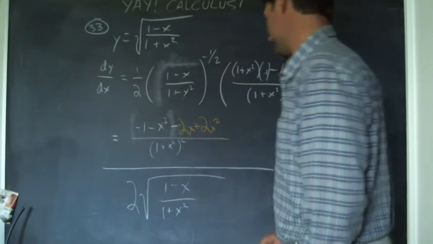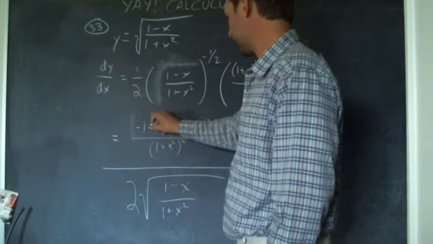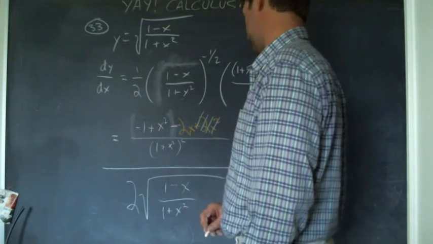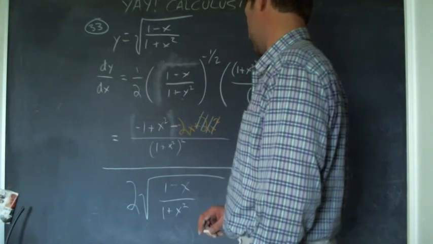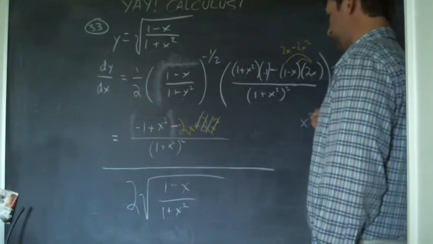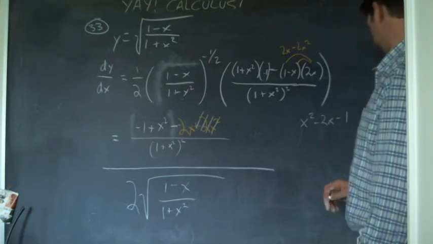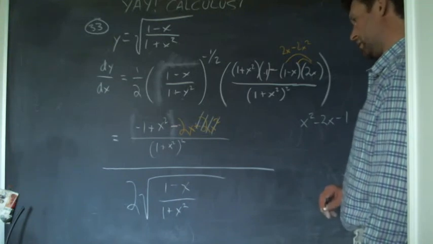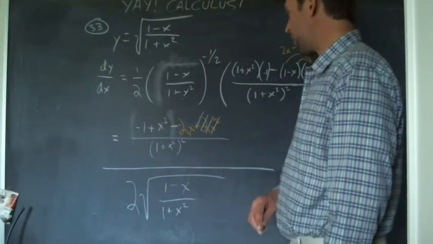Alright, can we clean this up any? Negative x squared and 2x squared just goes to positive x squared, so x squared minus 2x minus 1. Nothing leaps to mind as factors of that. Certainly not 1 plus x squared anyway. I think this is going to stay as it is.